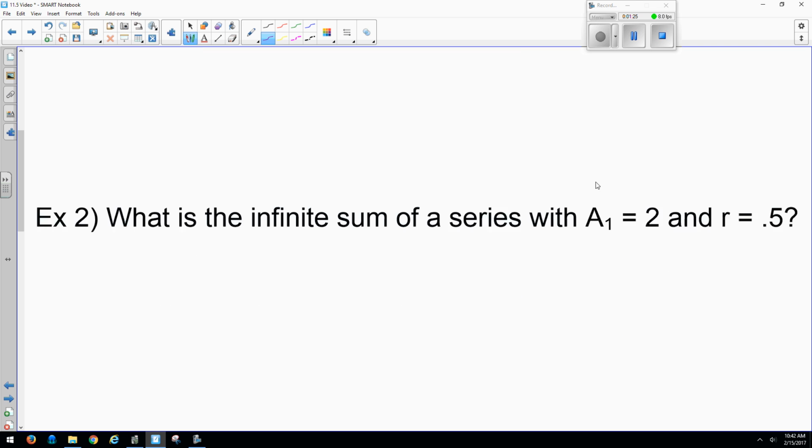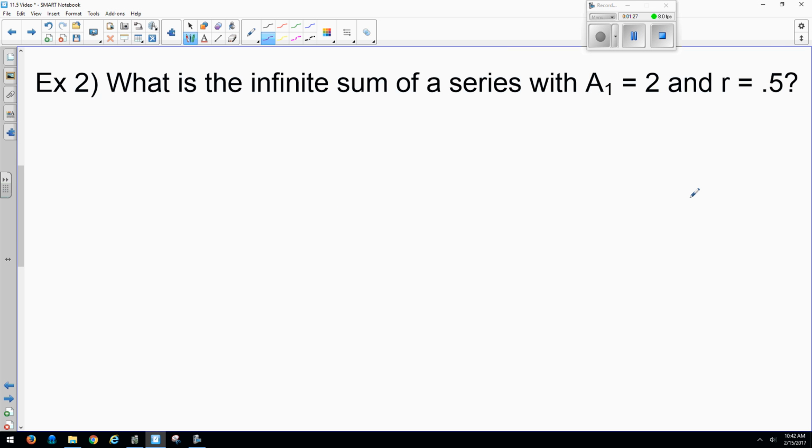In the next example, our common ratio is 0.5. Our first term is 2, and I want to show you what this is going to be doing. I'm going to take 2 and multiply that by 0.5, or 1/2, or divide it by 2 each time, and add up all of these terms. All I'm doing is dividing by 2 each time to get to the next term. You can see the number that we're adding on is getting smaller and smaller as we go.